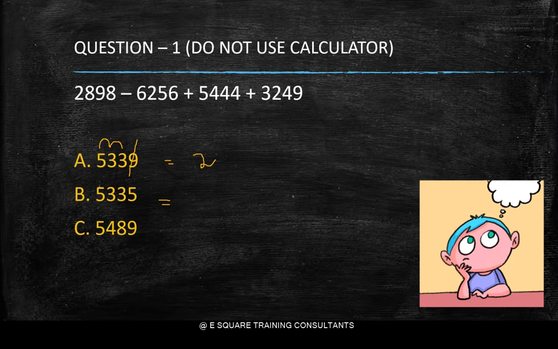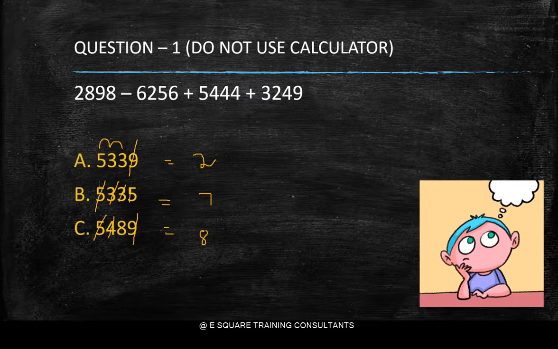Let me calculate the digital root of the next option. 5 plus 3 is 8. Again 5 plus 3 is 8. 8 and 8 is 16. 1 plus 6 is 7. So the digital root of option B is 7. Coming to the third option, I can cast away 9. Then 5 plus 4 also counts to 9. So the remaining number is just 8. So the digital root of option C is 8. So I have calculated the digital roots of all the answer options.